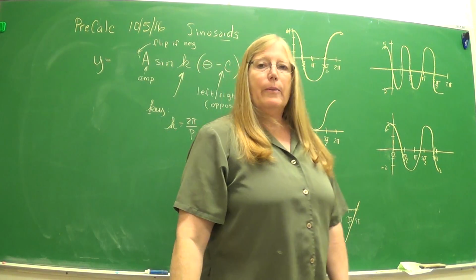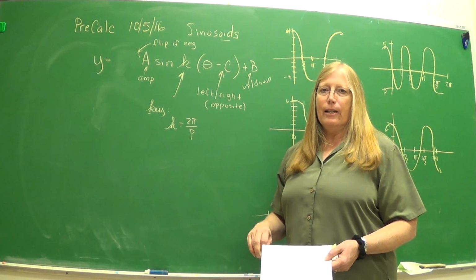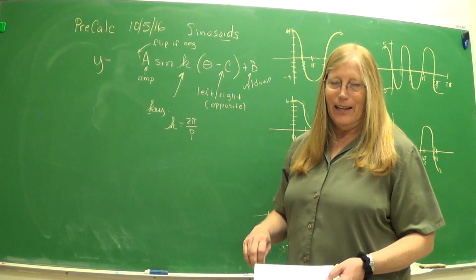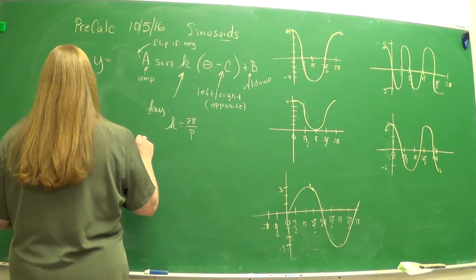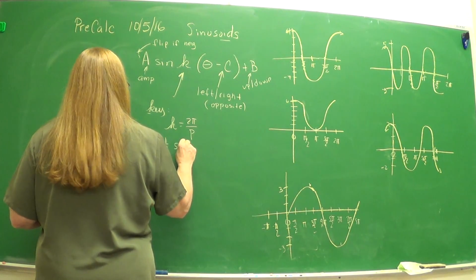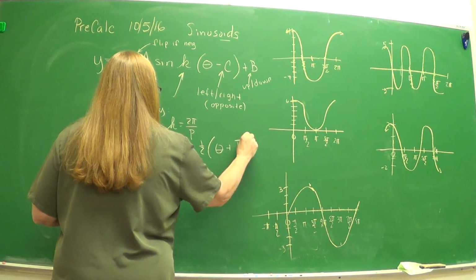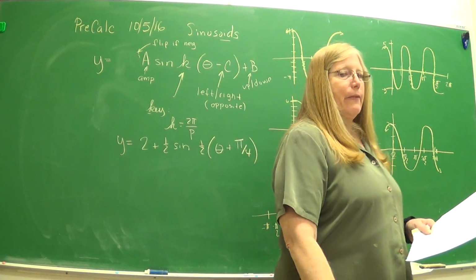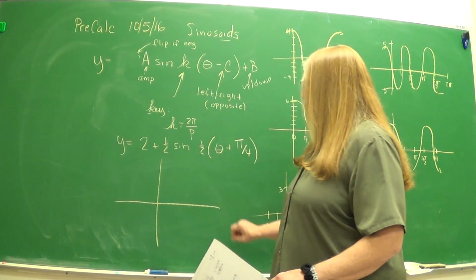So, with those four changes, we're going to put them all together and do one big problem with all four changes. So let's see how that goes. Y equals 2 plus 1/2 sine (1/2 theta plus pi over 4). All right, write that down. Give yourself a graph. And we'll start doing this one.